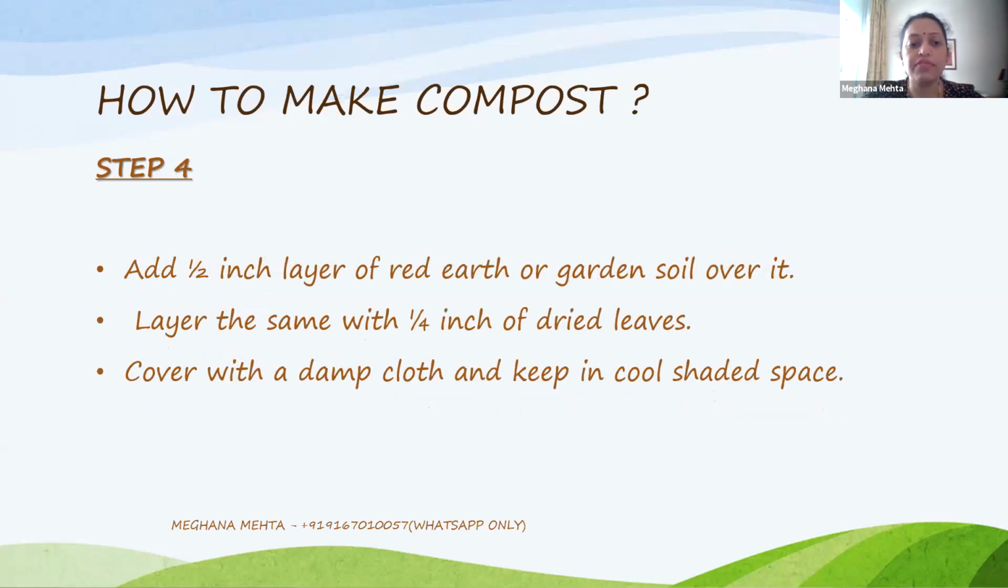So how do we start? First, we put coconut coir at the bottom of the container. On top of it, we put a ½ inch layer of red earth or garden soil. Then we layer it with 1/4 inch of dried leaves. And on top of the dried leaves, we put our green waste. Now this green waste and brown waste are in the ratio of 1:1.